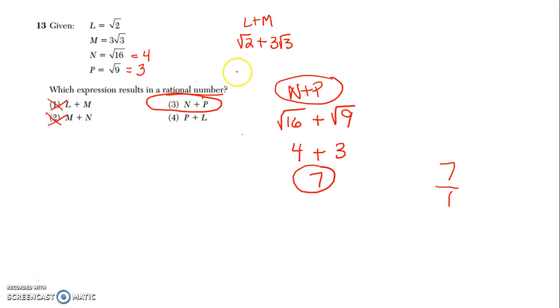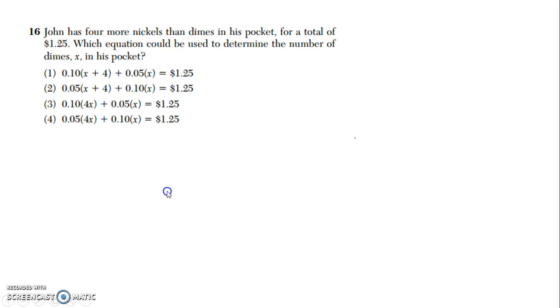That's all they want. What they're really testing is, do you understand that if you come up with a nice square root, it's a rational number, but if you can't come up with a nice whole number for your square root, it's not going to be rational. I hope that helps. Let's move on.